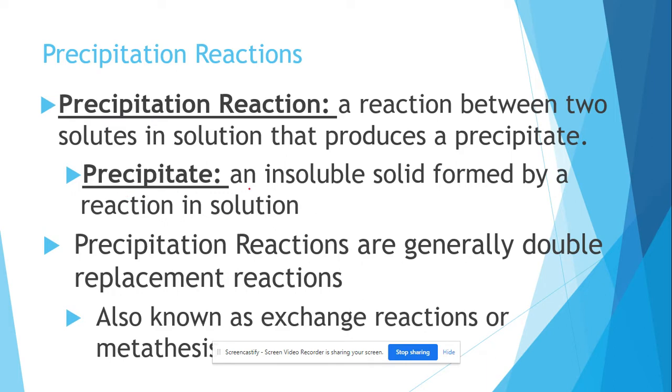A precipitate is an insoluble solid, so generally these do not dissolve all the way, and they form when two solutions are mixed. A precipitation reaction is generally a double replacement reaction, and we talked about those when we went over types of chemical reactions. Sometimes they might also be known as exchange reactions or metathesis reactions.